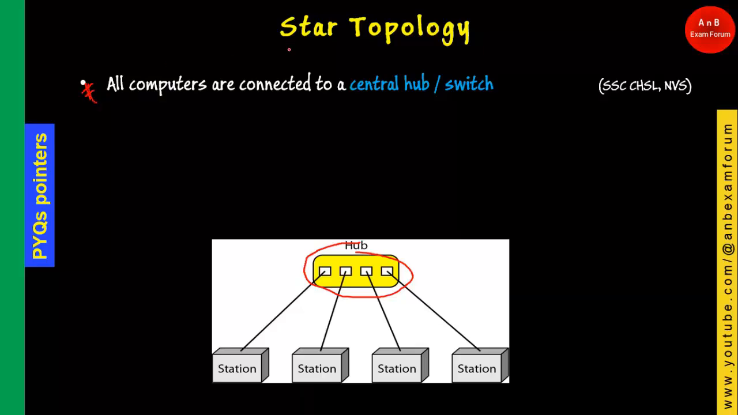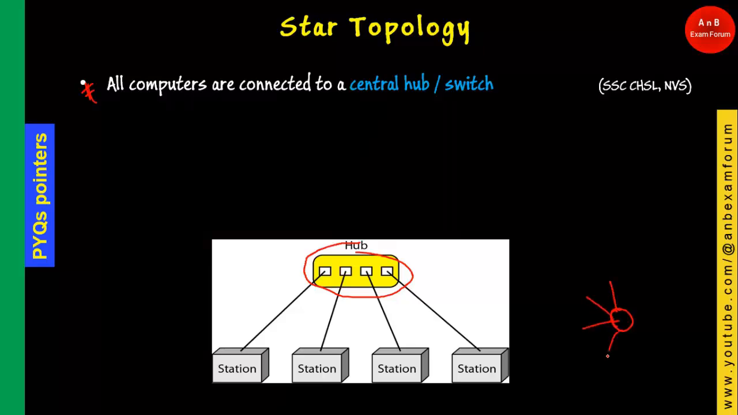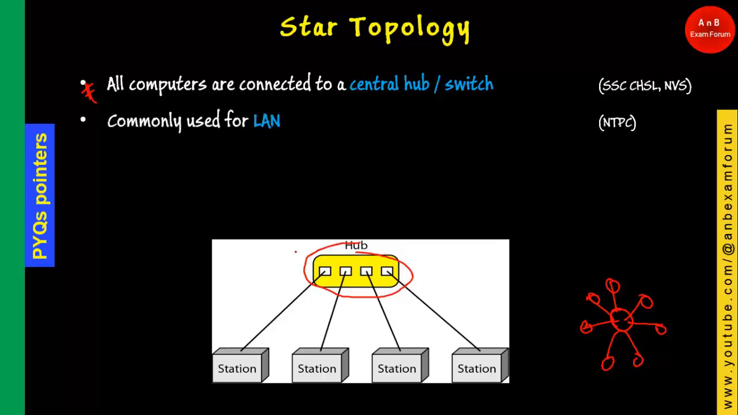So you can make it like that. This is my central hub and all these PCs are connected to it. So in this way it becomes a star. Okay, so the most important characteristic is that all these stations are connected to the central hub or the switch. And this type of star topology is very commonly used in local area networks. So we have seen different types of network, and local area network is a common network, and it is the star topology which is commonly used in such types of networks.